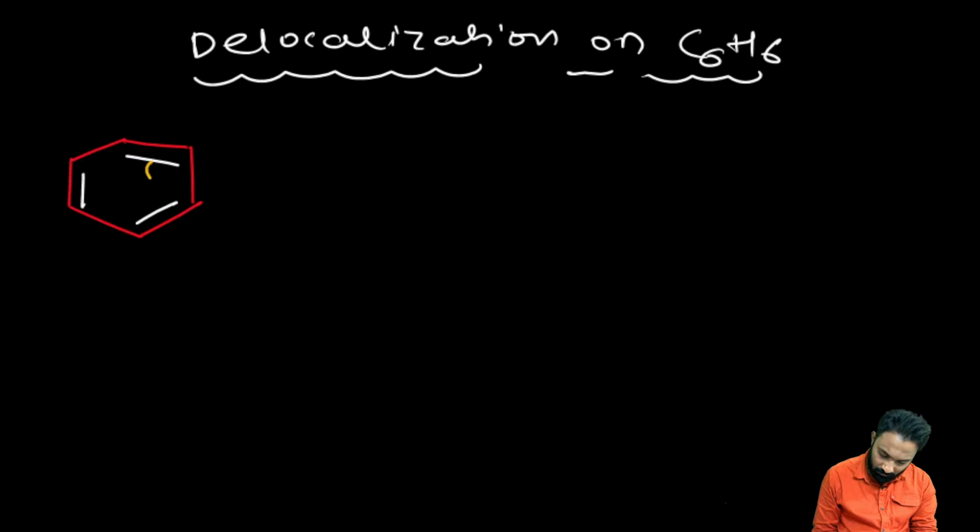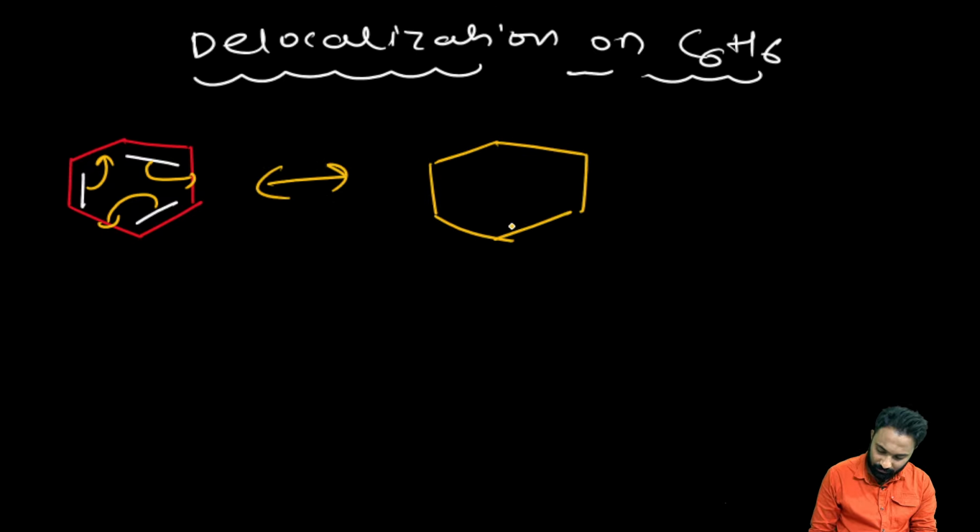Now this pi bond will resonate here, and this pi bond will resonate here, and this pi bond will resonate here. Done. Now this is the resonating structure of benzene. In between these two resonating structures, the actual resonance hybrid will be there for benzene.